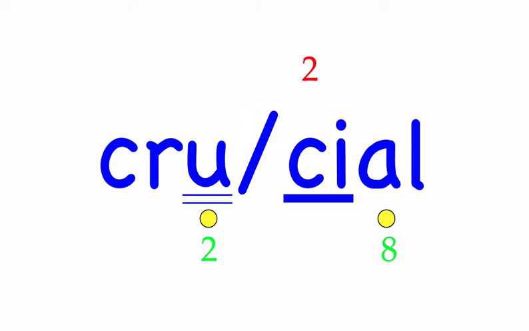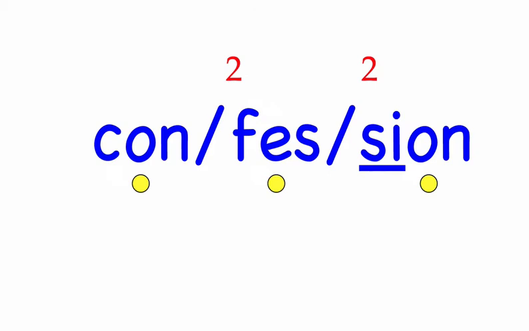Confession. Con has 3 sounds. K, a, n. Fess, 3 sounds. F, e, s. Shan, 3 sounds. Sh, a, n. Confession. Step 1, we look for teams. We look for letters representing their second sounds, or we look for a silent E. We have 1 team in this word. Next, we identify vowel sounds. Next, we apply syllable division. And finally, we associate vowel group numbers with our vowel sounds. Confession.